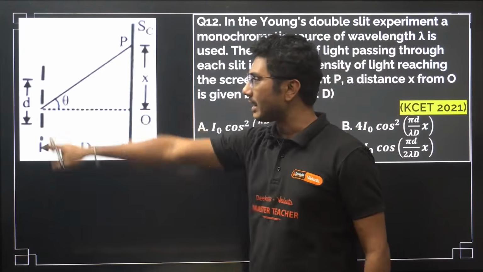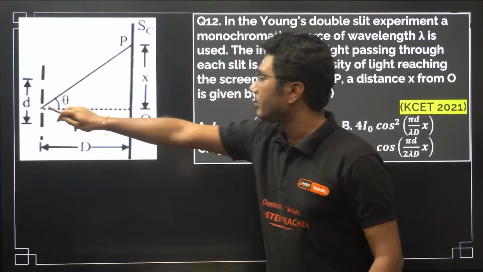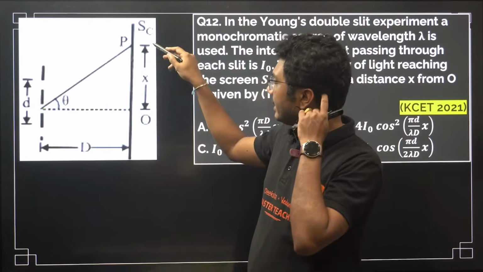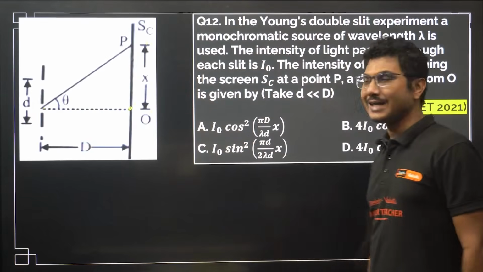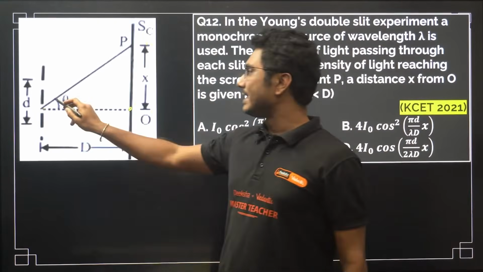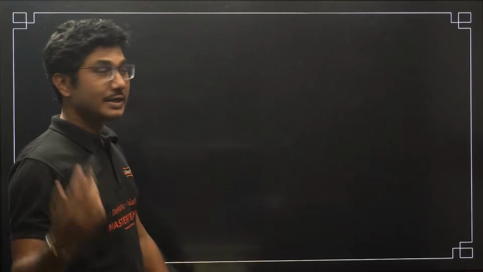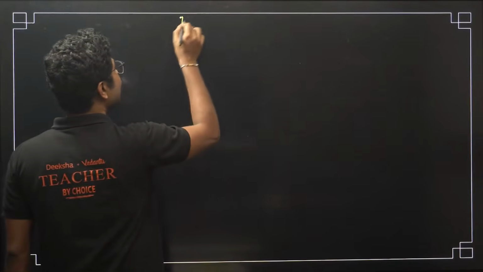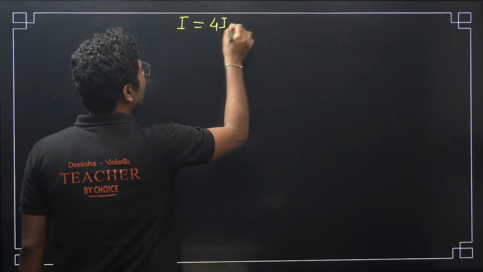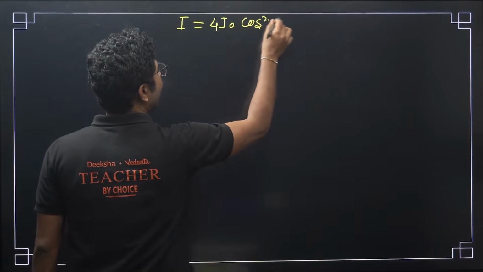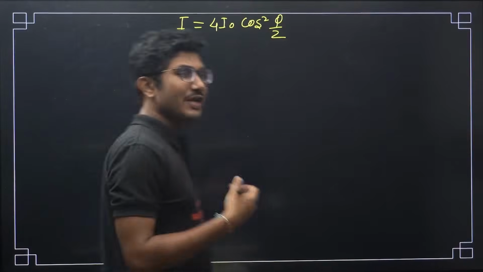So here is the diagram. As you can see, the slit distance is very small compared to the distance capital D, and here the total distance from the central maximum is given as x, right? This angle is given as theta. Now, what is the formula for intensity? The formula for intensity is I equals 4I0 cos square phi by 2. If you remember, this is the formula. Phi is the phase difference.